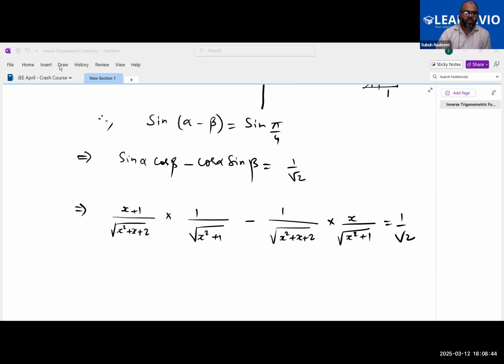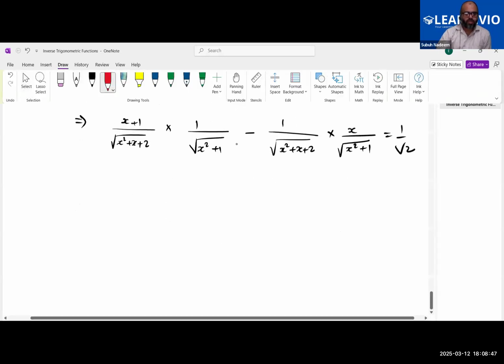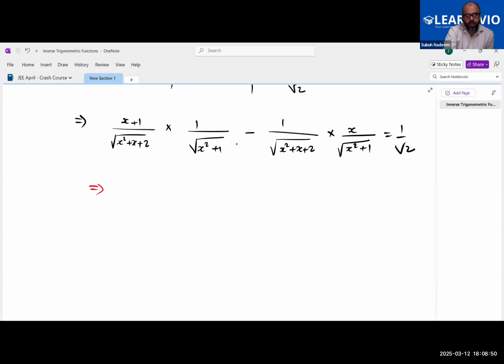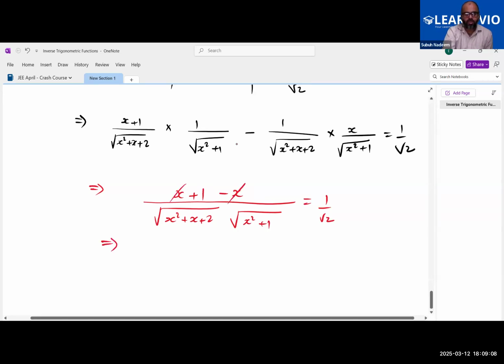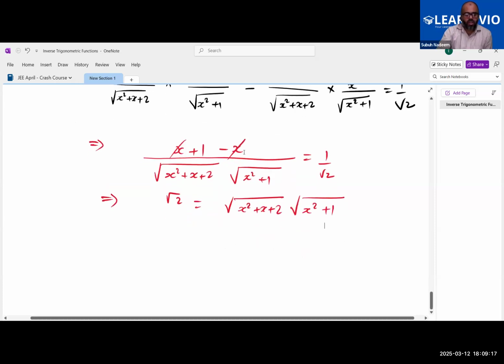Now we have to simply solve this equation. If you see the denominator, both have the same denominator, root over x square plus x plus 2 into root over x square plus 1. Numerator here is x plus 1, and here it will become minus x. This is 1 by root 2. So x and x will cancel, and we cross multiply, so it will become root 2 is equal to root over x square plus x plus 2 into root over x square plus 1. Now we square both the sides, so 2 is equal to x square plus x plus 2 into x square plus 1.